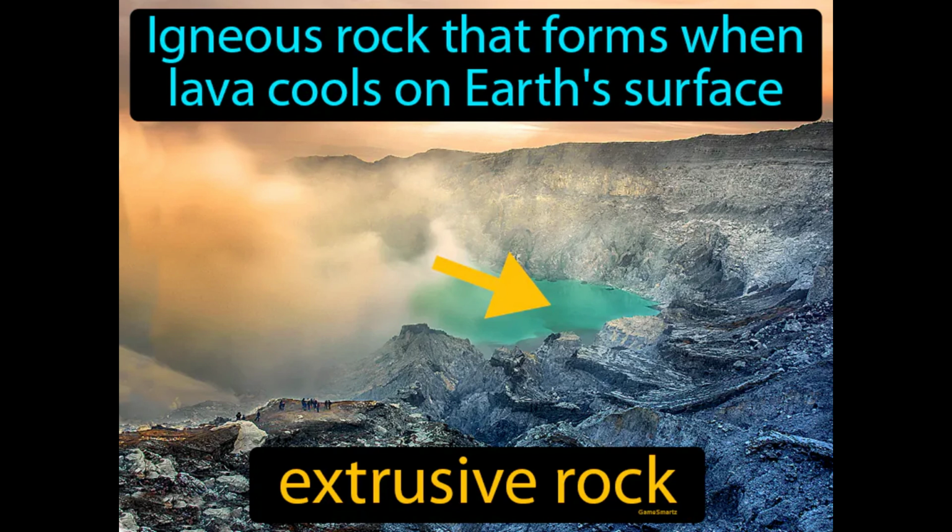Igneous rock that forms when lava cools on Earth's surface. Extrusive rock. Extrusive rock is formed from lava that cools quickly on the Earth's surface, creating fine-grained textures.